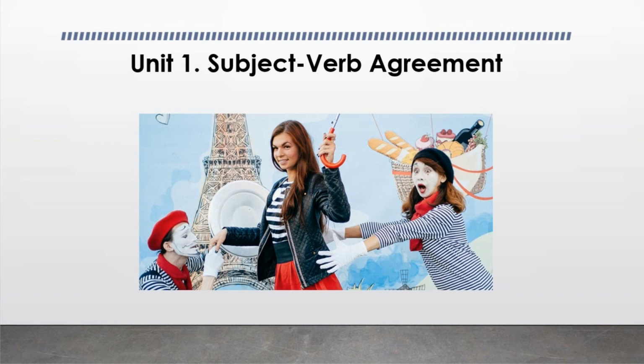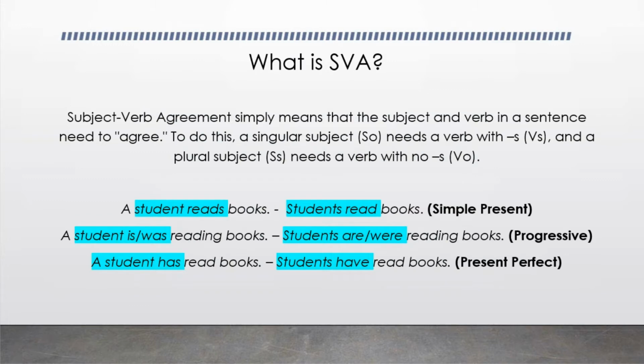In this video, we will be talking about subject-verb agreement and 14 rules of subject-verb agreement. What is subject-verb agreement? It simply means that the subject and the verb in a sentence need to agree. To do this, a singular subject with no S ending needs a verb with an S, and a plural subject that ends with an S needs a verb with no S, zero ending.